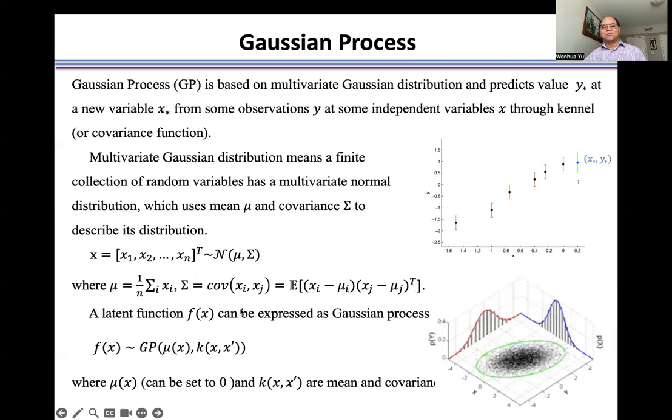We need to form a Gaussian process, and use this Gaussian process to predict the new value function f at the variable x. This mean is of the Gaussian process, and this covariance is of the Gaussian process also. So usually we set this mean equal to 0. That means we define a kernel function to form a Gaussian process. Based on the Gaussian process, we predict the function at x.